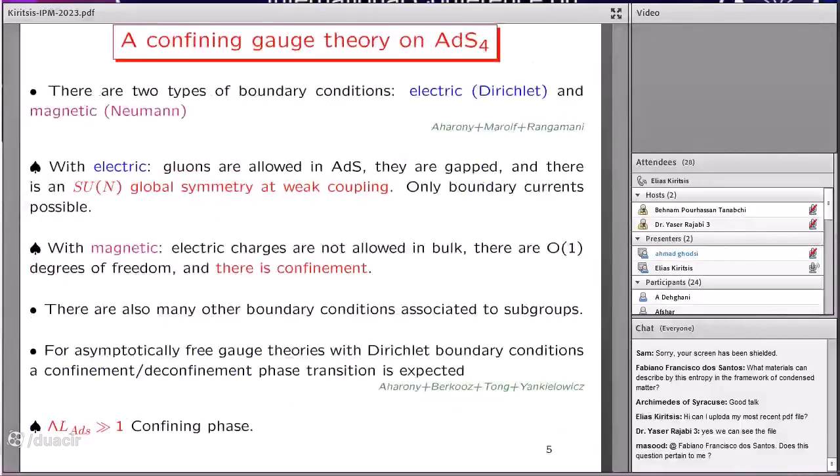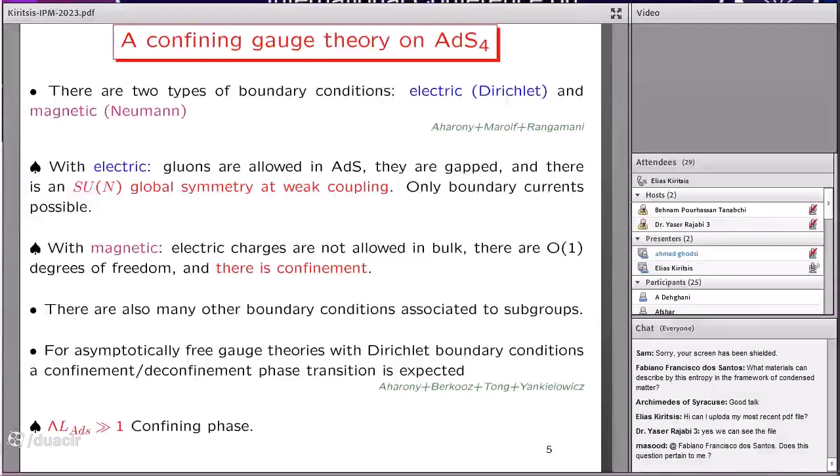So let me, for example, describe what you would expect for a confining gauge theory on AdS4. This is something that has been discussed in the past, qualitatively at least. In that case, generically speaking, you have two types of boundary conditions: the so-called electric boundary conditions, which are basically Dirichlet, and the magnetic ones, which are basically Neumann. With the electric boundary conditions, gluons are allowed inside the AdS. They are gapped, as I mentioned before.